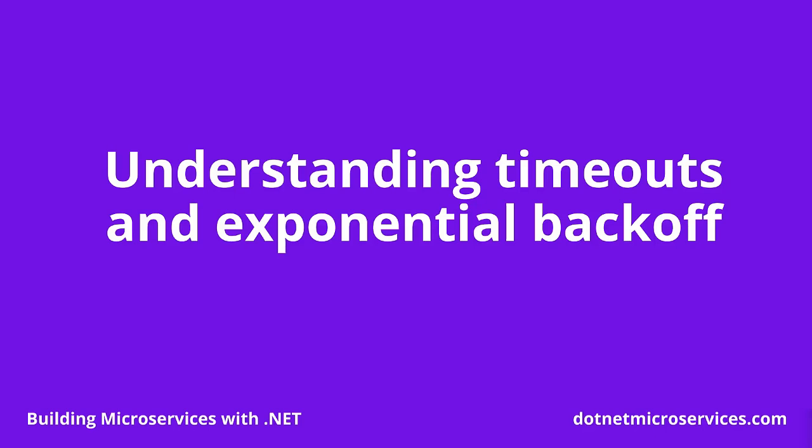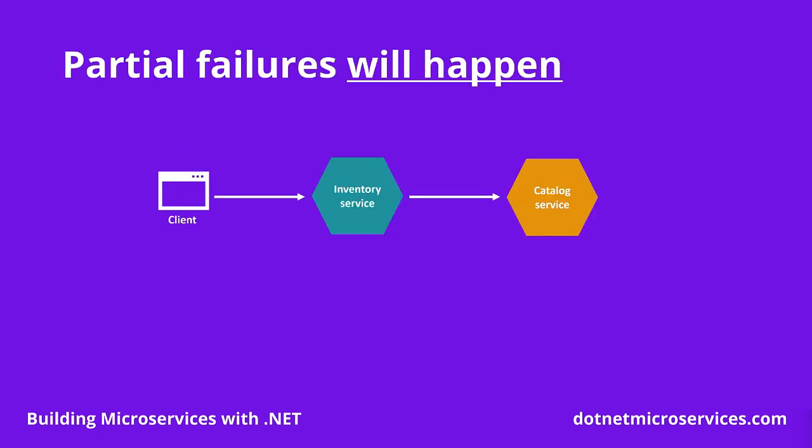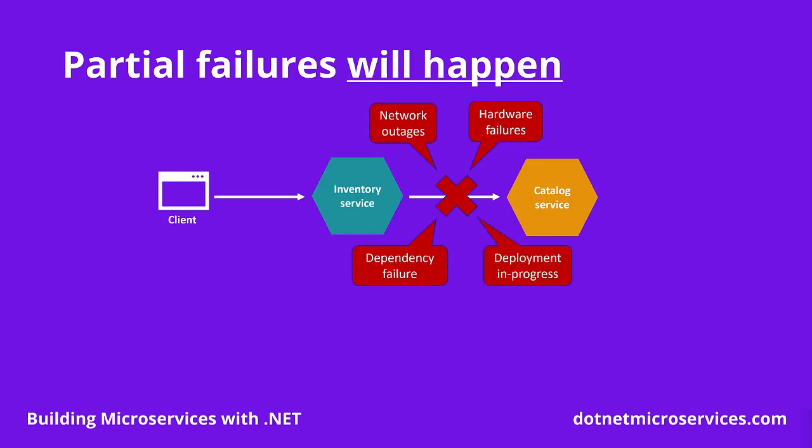In this lesson, we will learn about partial failures in microservices and how to deal with them using timeouts and the exponential backoff technique. Even after placing our best efforts to ensure we have a healthy system, it is a matter of fact that in distributed systems, partial failures will happen. This could be due to multiple reasons, including network outages, hardware failures, dependency failures, and even routine things like having a deployment in progress. Regardless of the cause of the partial failure, when calling a dependent service, it could certainly cause our microservice to fail, which will end up in a bad experience for our clients.